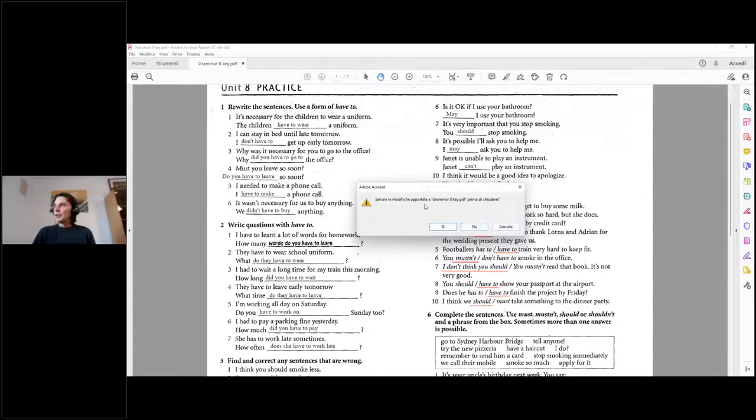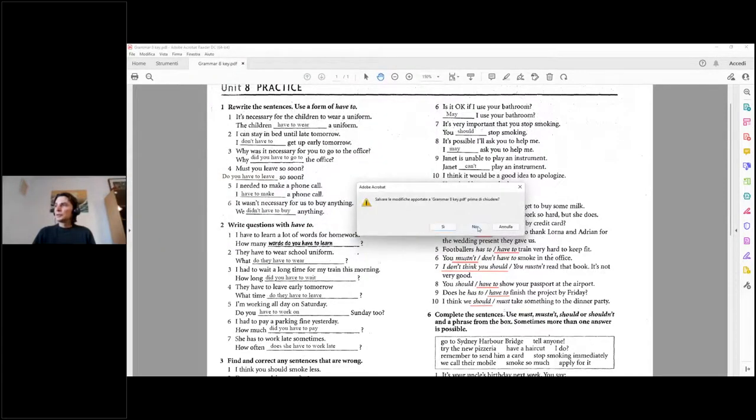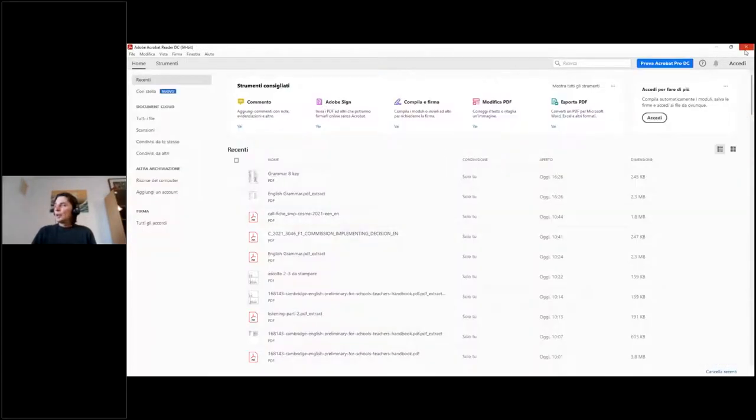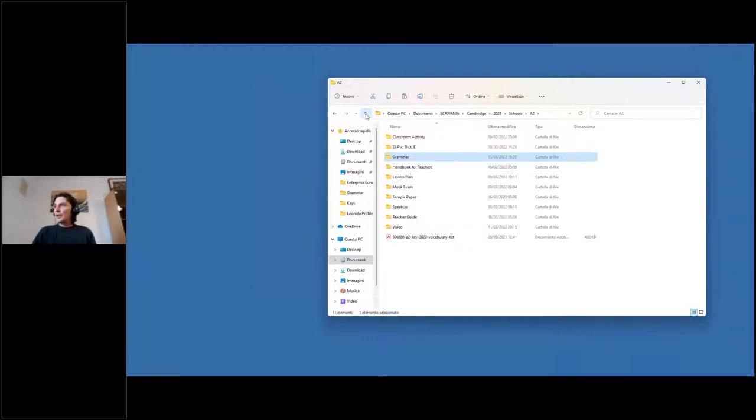So this was the grammar part. The grammar key. Okay, I'm gonna save this later. I'll save now. Okay, so I think that we finished our grammar overview for today. So I guess that we can actually start looking at our mock exam.